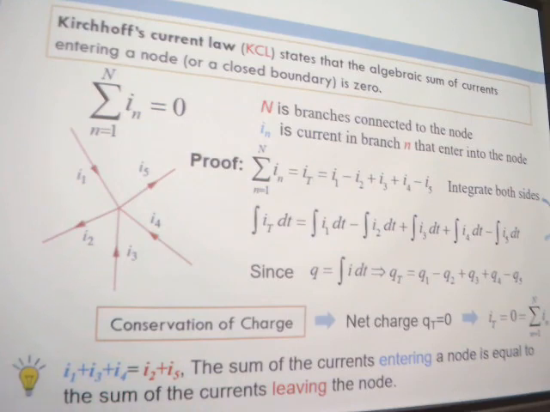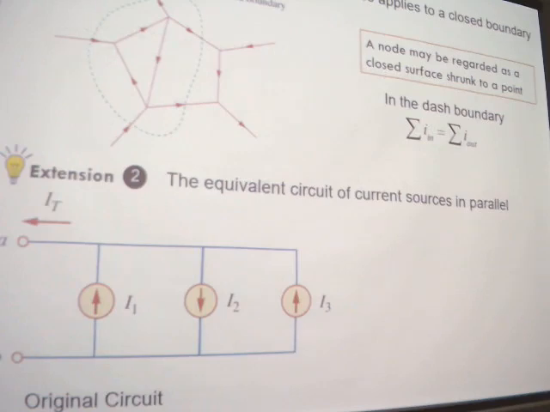What does this equation mean? The incoming current is equal to the outgoing current. Yeah, this means the current going inside is equal to the current going outside of the node. This one is the extended KCL law.